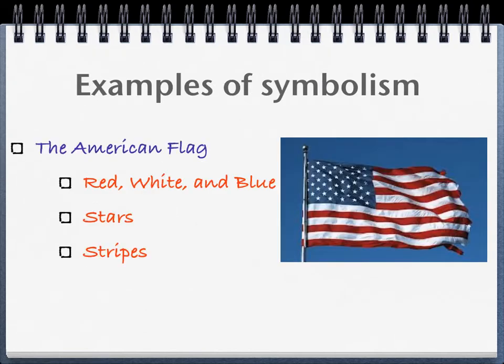Examples of symbolism. The American flag. The red stands for valor and bravery, while the white stands for purity and innocence, and the blue stands for vigilance, perseverance, and justice. The stars represent the 50 states that we have, and the stripes represent the original 13 colonies.